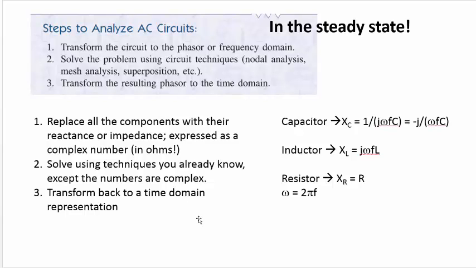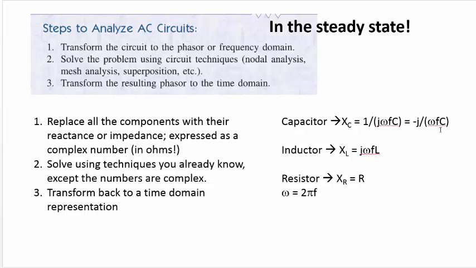Basically, you go to the circuit and you replace all of the components with either their reactance or their impedance. Actually, it's probably going to be their reactance, which is a complex number expressed in ohms. So for example, a capacitor, its reactance, usually given the symbol X sub C, is 1 over j omega C, which is minus j over omega C. So this is a complex number. Not complex, this is an imaginary number.